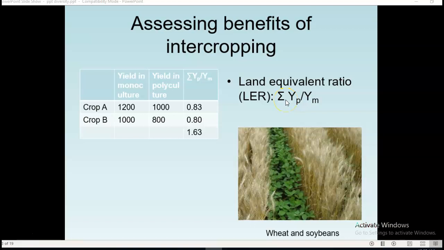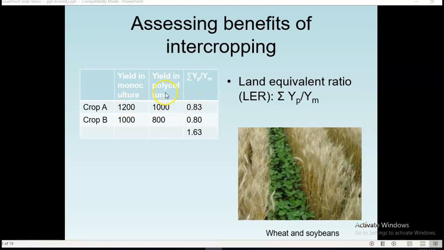And I want to give a summary here. What we do is we take crop A and crop B, if we're growing them together, and we compare what the yield is in the monoculture if you grow crop A and crop B separately. And then we also compare what the yield would be when they're intercropped, when they're grown in a polyculture. So to get the land equivalent ratio, this is a formula. You divide the yield in the polyculture by the yield in the monoculture for each crop. So in this case, crop A, we put 1,000 over 1,200.